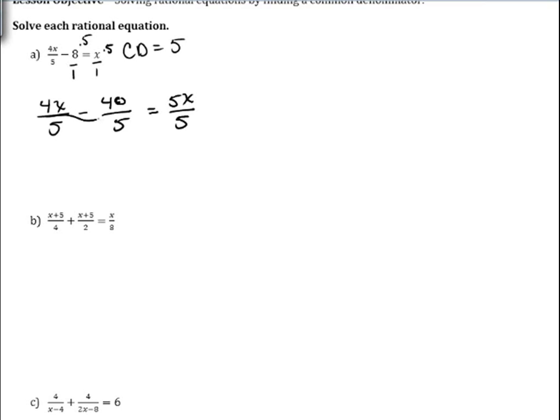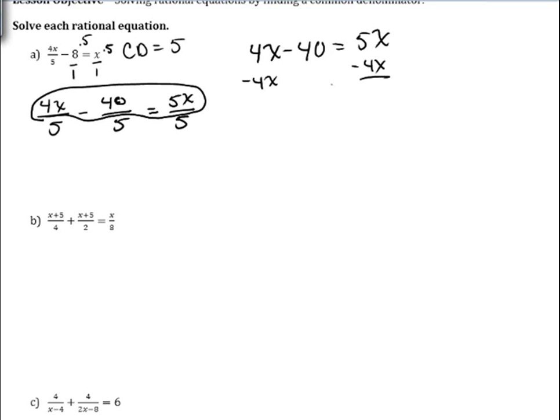And now you can just worry about the numerators since the denominators are all the same. So we have 4x minus 40 equals 5x. And I'm just going to subtract the 4x from both sides. And so 5x minus 4x is x, and it's equal to this negative 40.